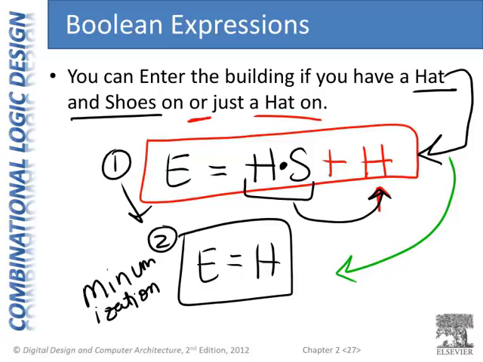And logically we can see that's true. That expression, E equals H, you can enter the building if you have a hat on, is logically equivalent to you can enter the building if you have a hat and shoes on, or a hat. Because the term for a hat on already covers that second case.